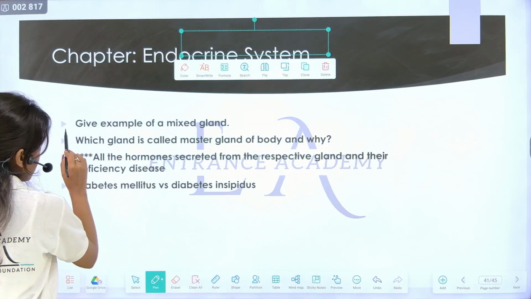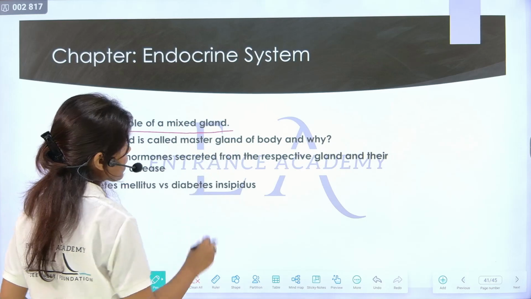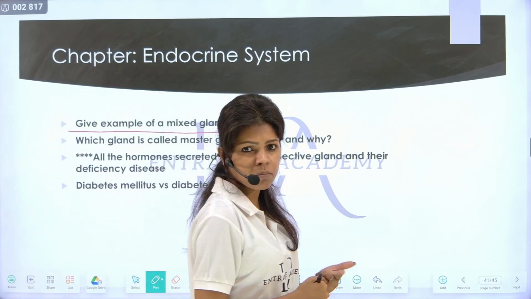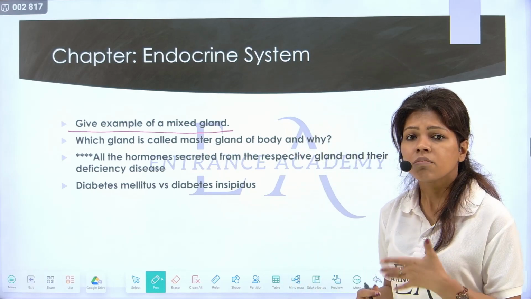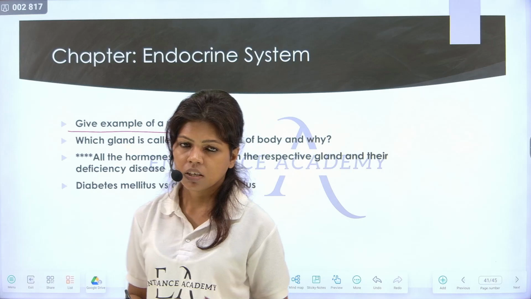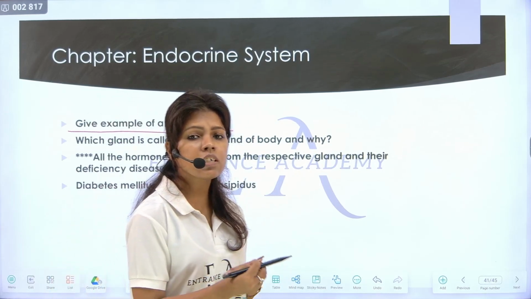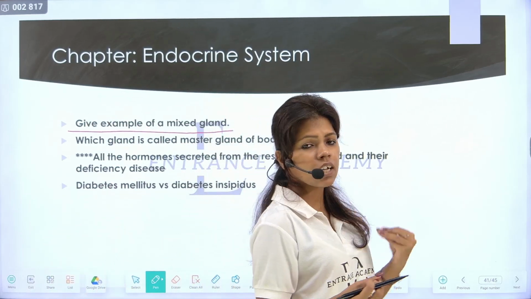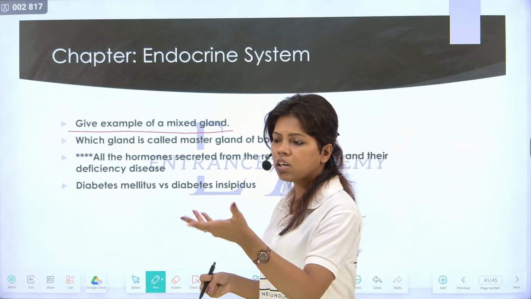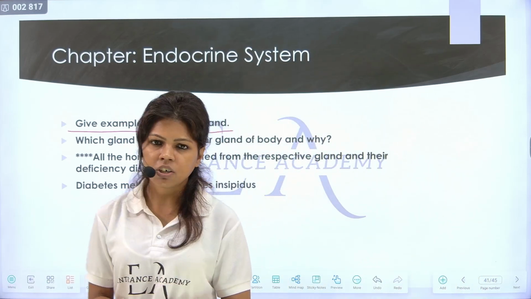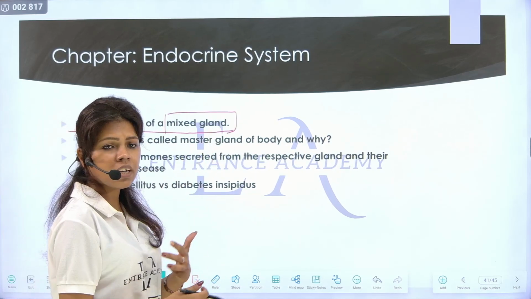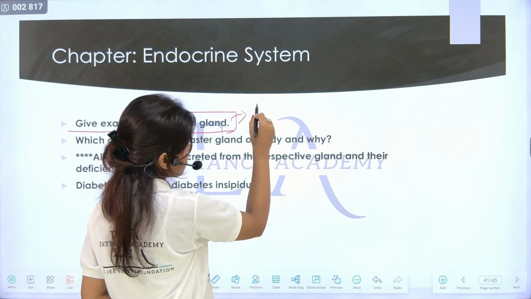First question. Give an example of a mixed gland. Mixed glands are those which act as both exocrine and endocrine glands. Exocrine glands secrete enzymes and have a specific duct. Endocrine glands release hormones and do not have a specific duct. They release their secretion directly into the blood, and the blood will carry it toward the target organ of our body. So mixed glands are those which act as both exocrine and endocrine gland, and the example is pancreas.